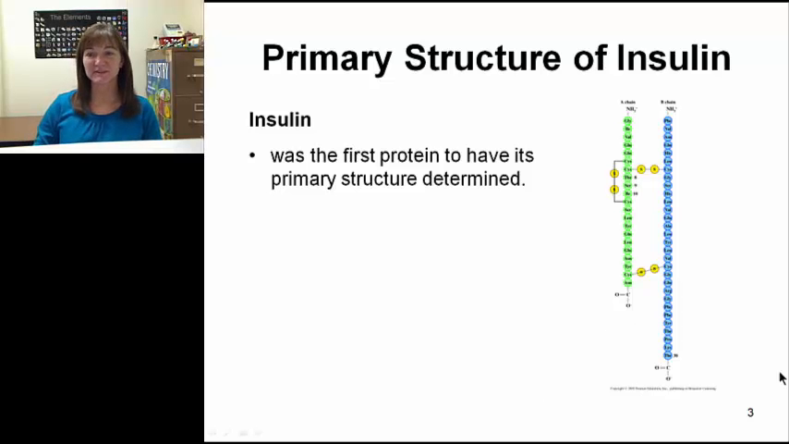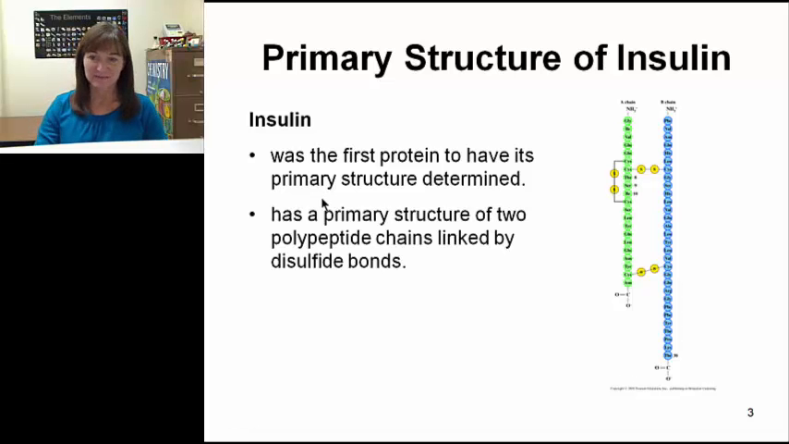Insulin, this is a picture of insulin. It was the first molecule that we actually discovered the primary structure of. And it was determined to have two polypeptide chains that were held together by some cysteines.